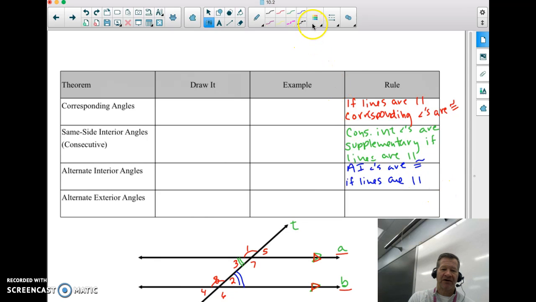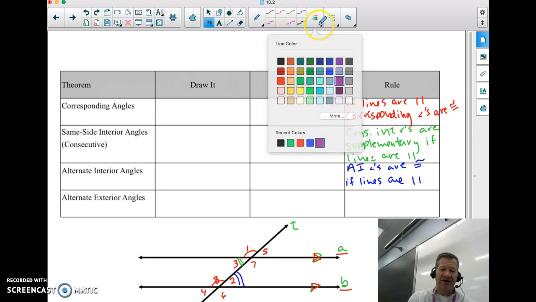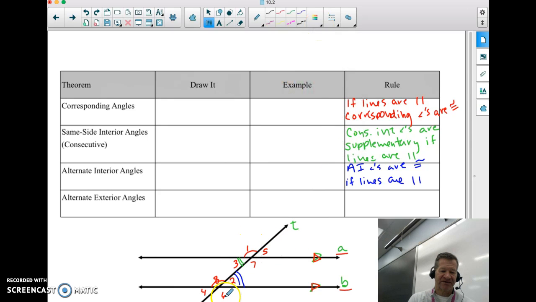And then the last one, alternate exterior. Those will also be congruent. Take 1 and 6, for example. 1 and 6 are going to be the same. How do I know that? Well, I know 1 and 8 are the same. They're corresponding. And 8 and 6 are the same because they're vertical. Therefore, 6 and 1 must be the same by the transitive property. So alternate exterior angles are congruent if lines are parallel. Well, that helps because if I just know the measure of one angle, I can find the measure of all of them.